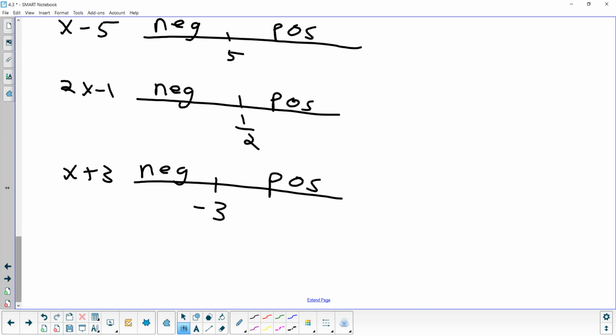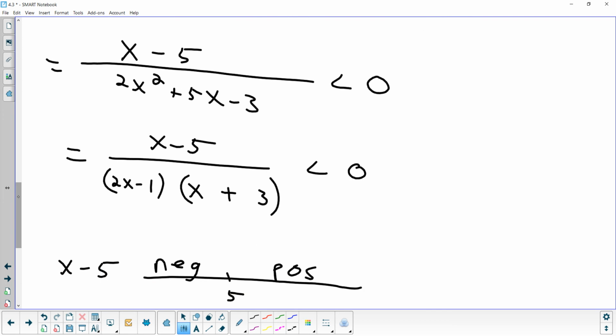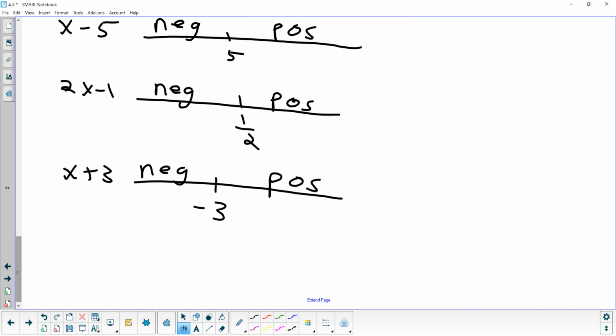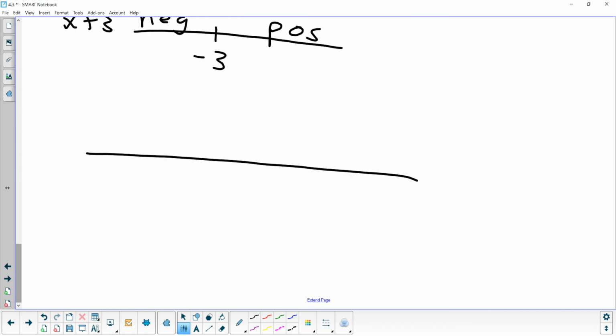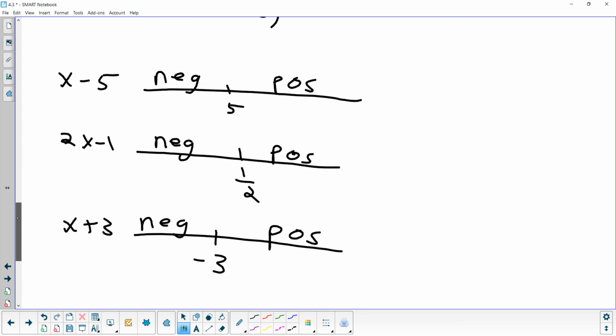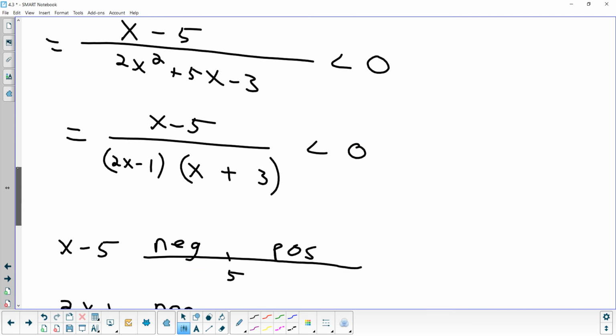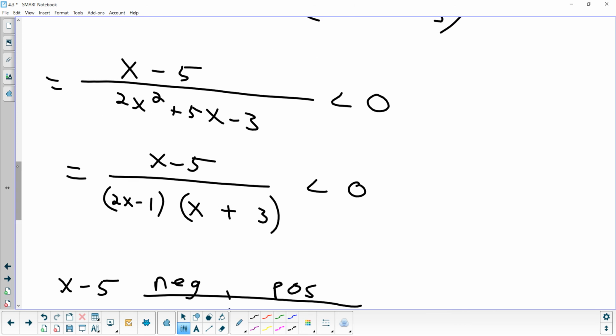All right. Now, combine them together on one number line, and we're going to see where we're either negative or positive. In our case, we're really just looking for the negative. We want to know where we're less than 0. So put all those roots down. We're going to have 4 sections. We're going to have negative 3, 1/2, and 5. We're going to plug in one number from each section, one at a time.